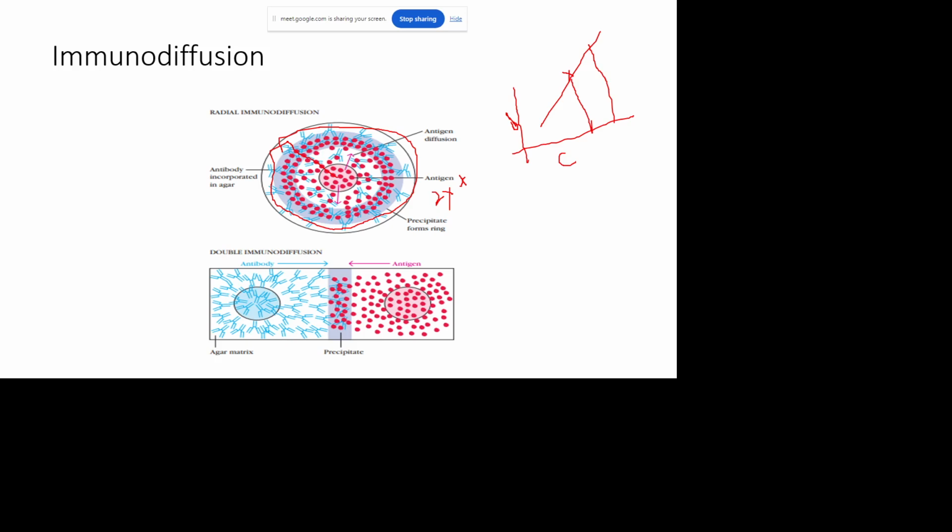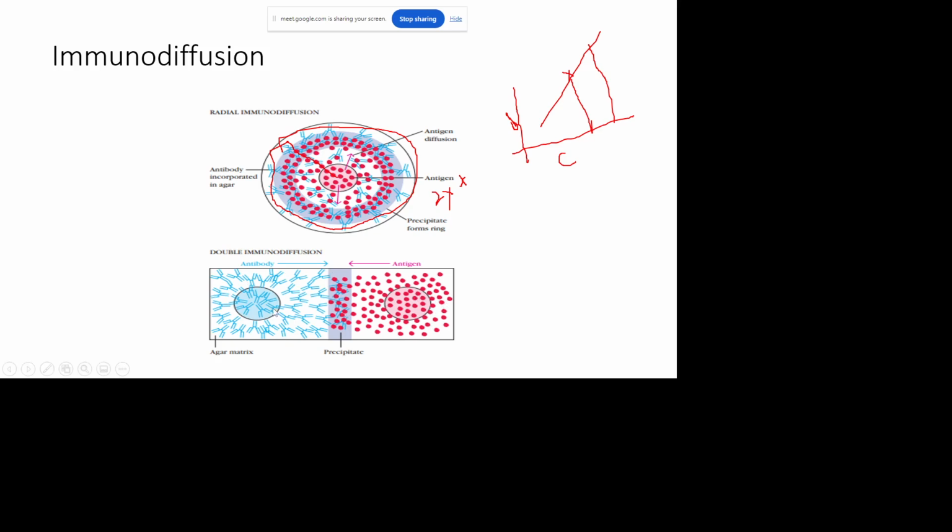So again to mention, if you have any doubt at any place, please feel free to stop me and ask. Okay. So in radial immunodiffusion, you can see that only antigen was migrating, and the plate was formed with antibody, right? In contrast, in double immunodiffusion, both antibody and antigen will move. Both of them will move.